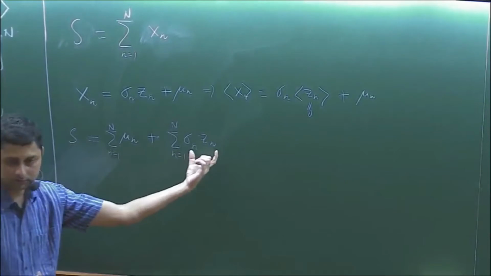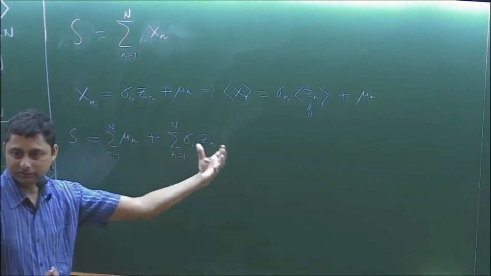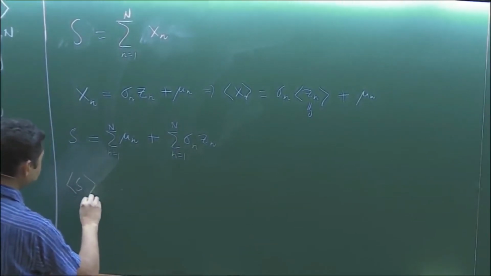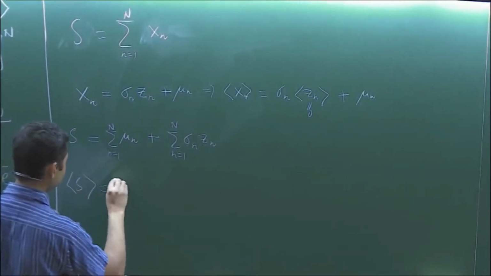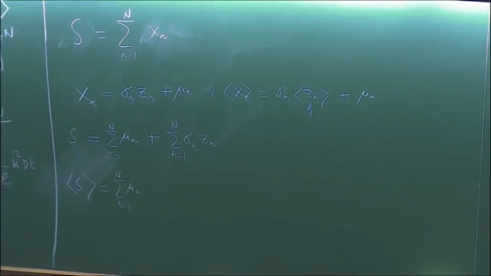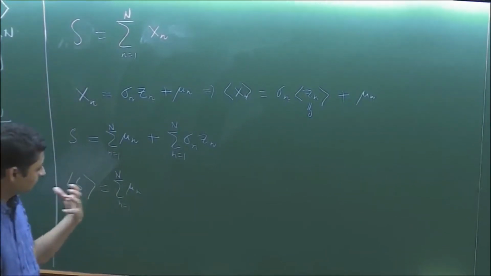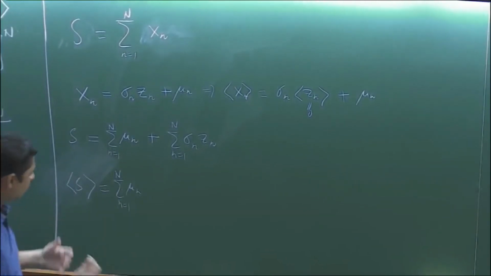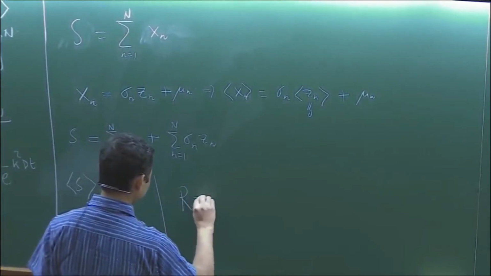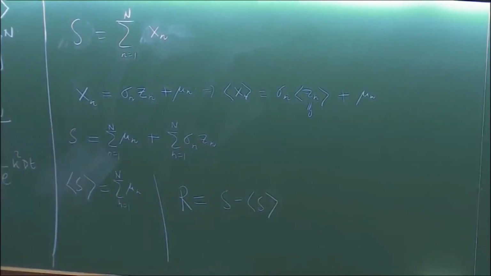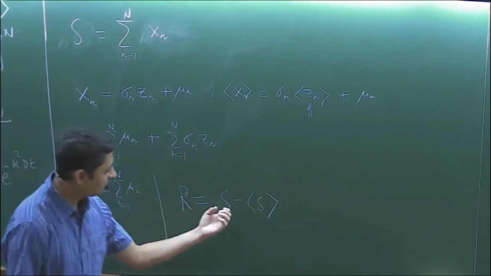It's just this one, because I have chosen Z such that the mean of these Z's is 0. So therefore S is n mu n. So now instead of studying this S, I can always look at a different variable which I just shift by the mean. I call it R, which is S minus this object. So if I know the distribution of R, I can find out the distribution of S.